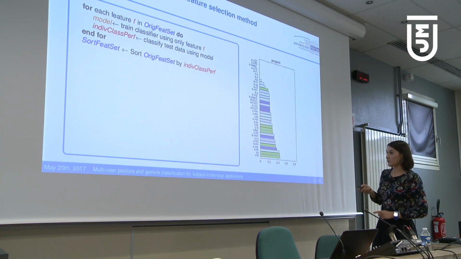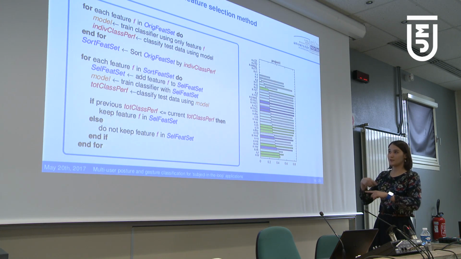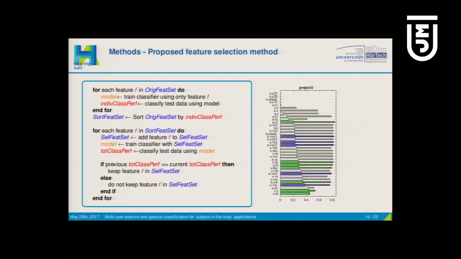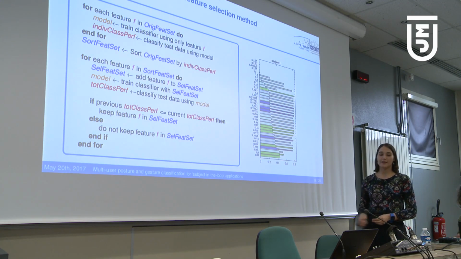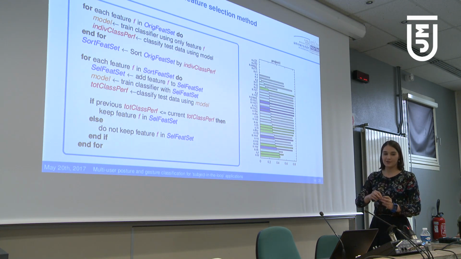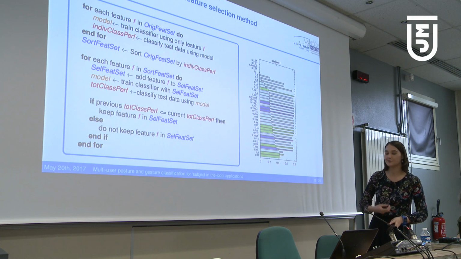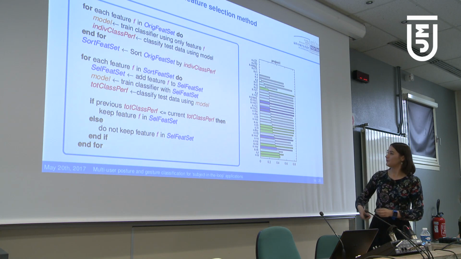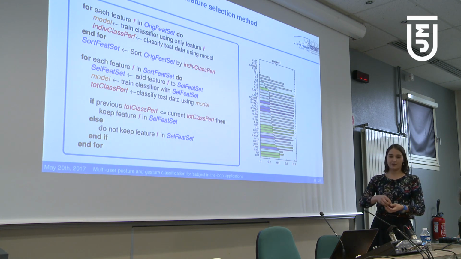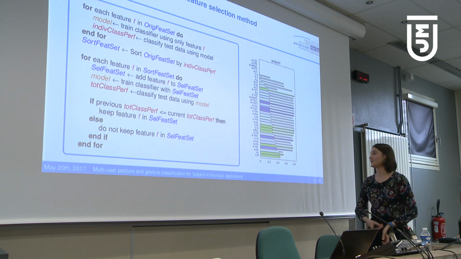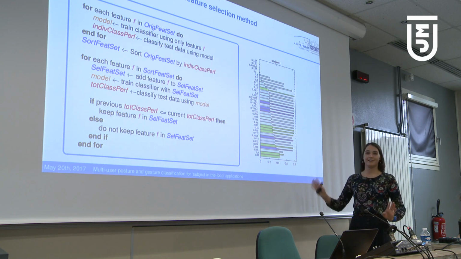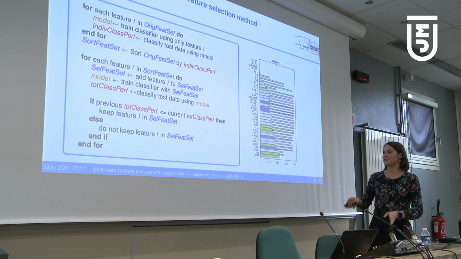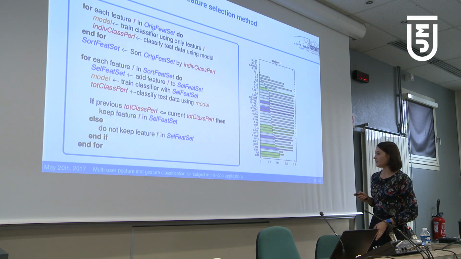And then we have these features in the sorted feature set, and we create a new selected feature set. We keep adding new features to this selected feature set, and we keep checking if it leads to higher classification performance than before. If it does, then we keep this feature in the selected feature set. If it doesn't, then we throw the feature away.